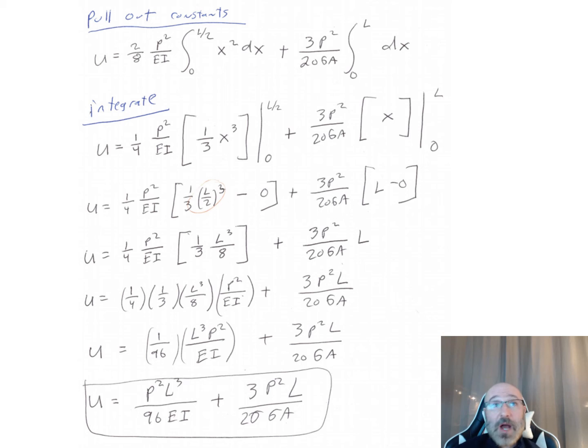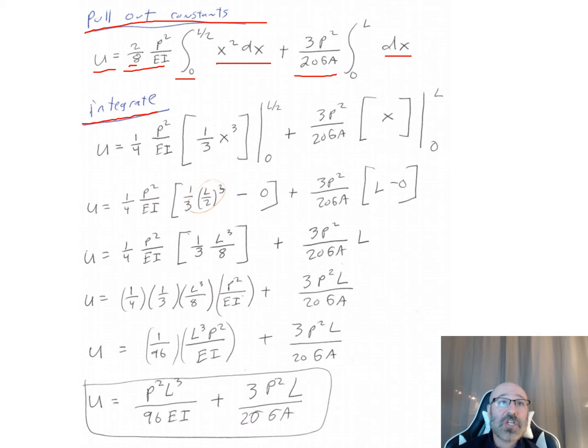We can continue on, and the next thing we want to do is pull out our constants in front of the integrals. So U is equal to 2 over 8 times P squared over EI, and those are all constants we can pull out of the integral from 0 to L over 2 of x squared dx. That's a lot easier for us to solve. Then we pull out the constants on the other side: 3P squared over 20GA times the integral from 0 to L of dx. Those are two pretty simple integrals to solve, and we can do them by hand. So let's integrate.